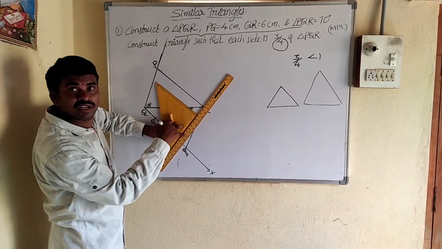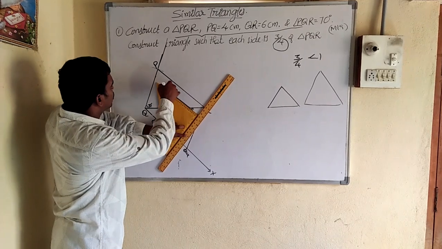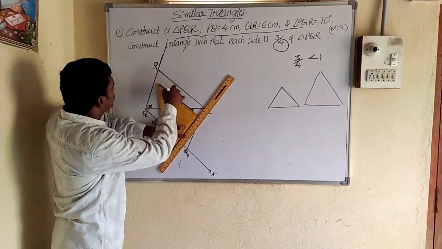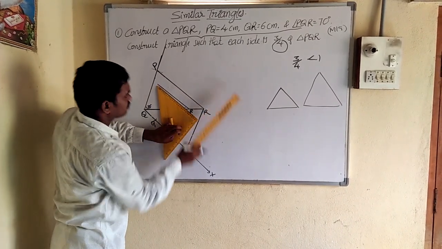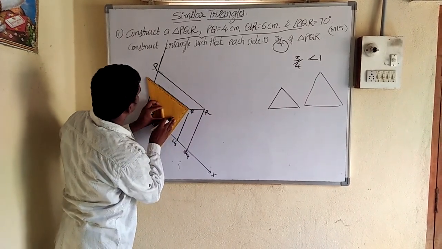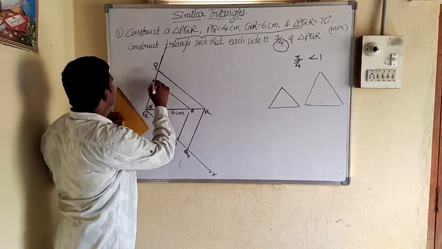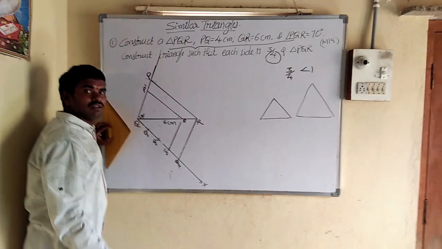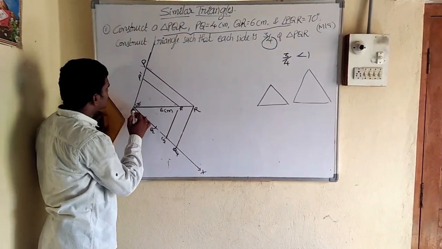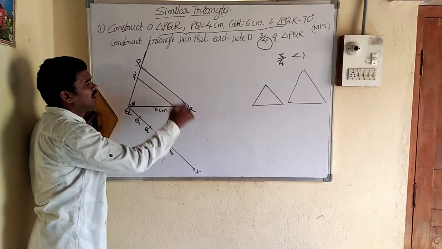Is it appearing? From R dash to the bottom, I am joining. I am extending this line up to QP, taking it as P dash. Now our required triangle P dash Q R dash is the required triangle of the given triangle PQR.